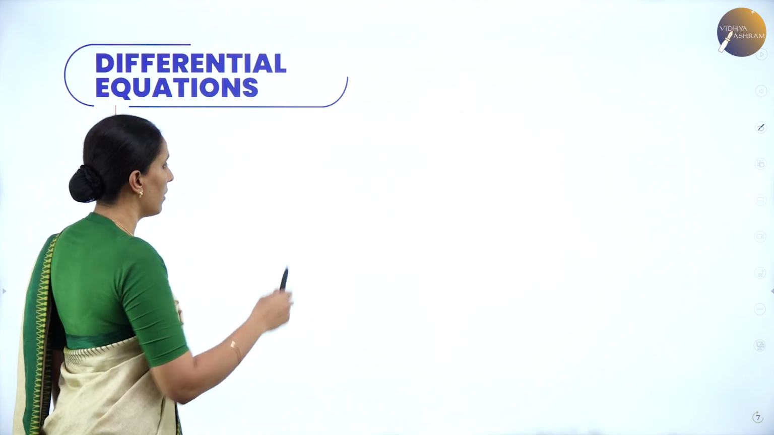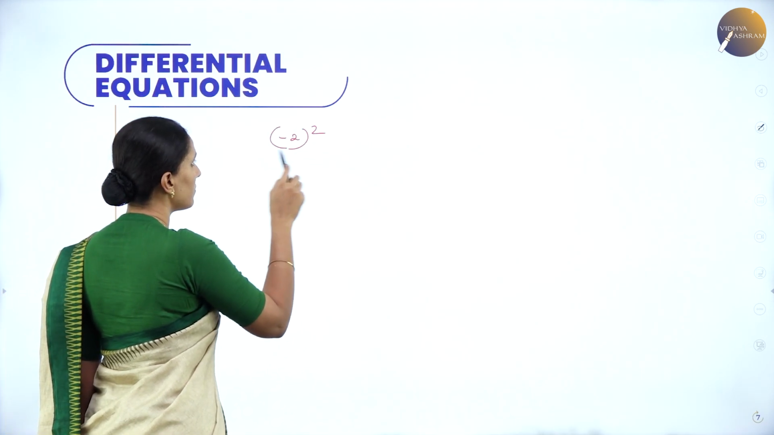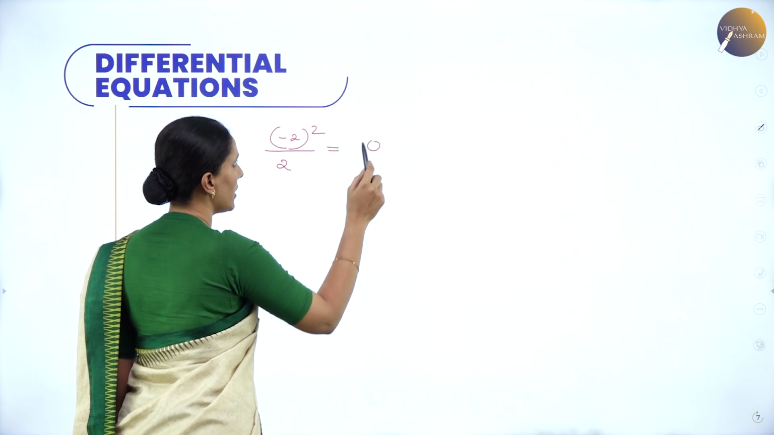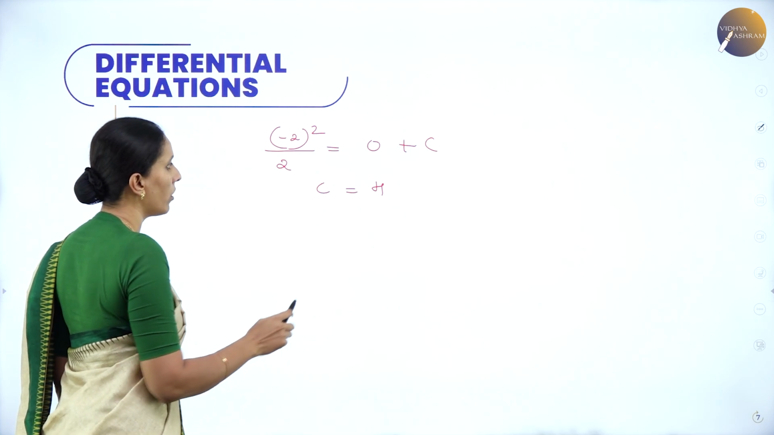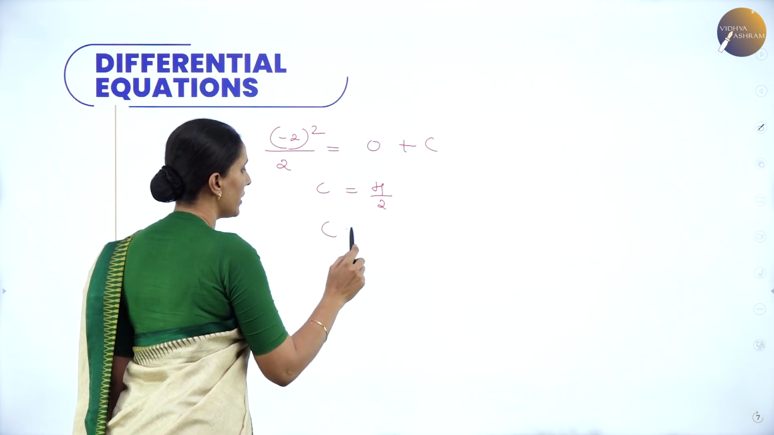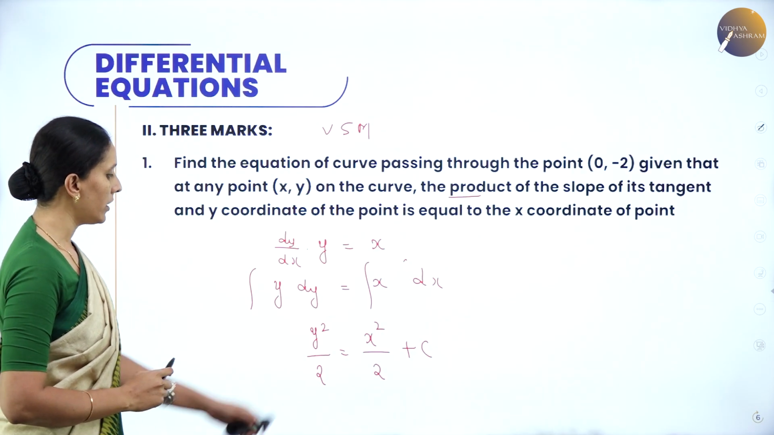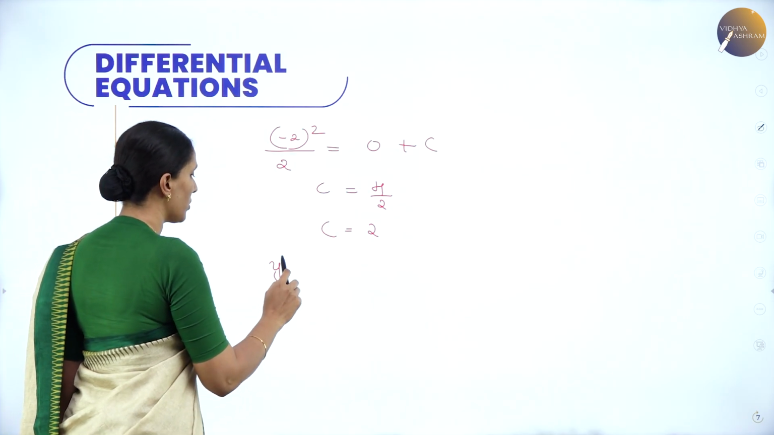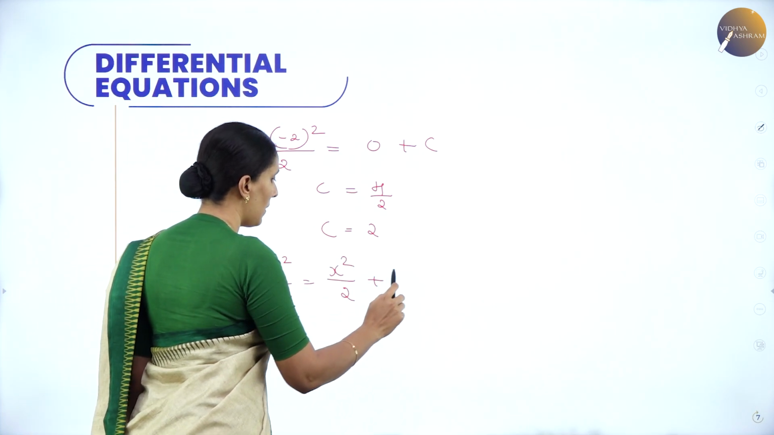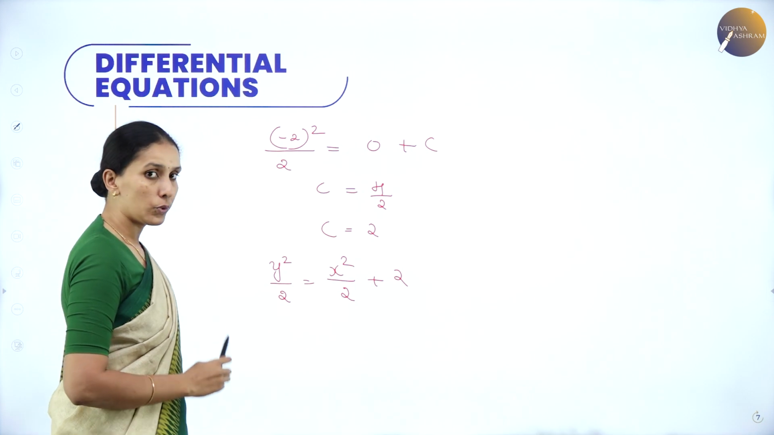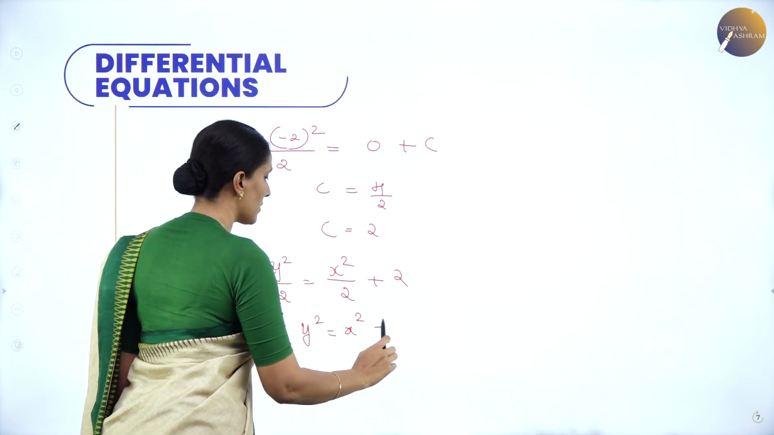So here, if we substitute -2 whole square divided by 2, 0 plus c. So we will get c is equal to 4 divided by 2. So c is equal to 2. Now if you substitute c is equal to 2 here, then we'll get the equation as y square by 2 equal x square by 2 plus 2. Multiplying 2 throughout the equation, here we will get y square is equal to x square plus 4.